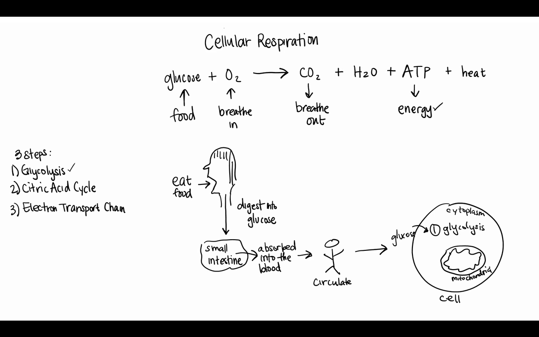And in the mitochondria is where steps 2 and 3 occur. So remember, 2 is the citric acid cycle, I'll abbreviate it CAC, and 3 is the electron transport chain, we'll abbreviate it ETC. So each cell will have thousands of mitochondria where this can occur. Now that we have the overview, we're ready to go through each of these steps in detail.